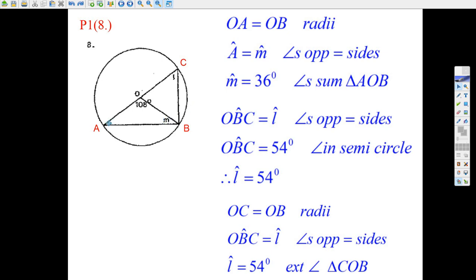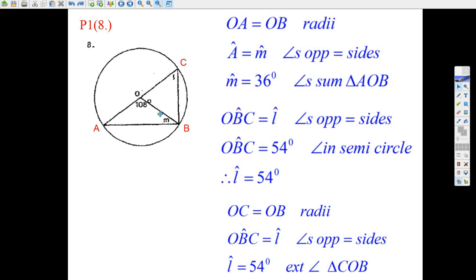Well, that means this has to be 36. All you have to do is go 180 minus 108 and cut it into two pieces. Divide by 2, and you'll get M is 36. You could make an equation, 2M plus 108 equals 180, and solve it. You'll get M equals 36, because the angles in a triangle, and it's good to name the triangle, add up to 180.